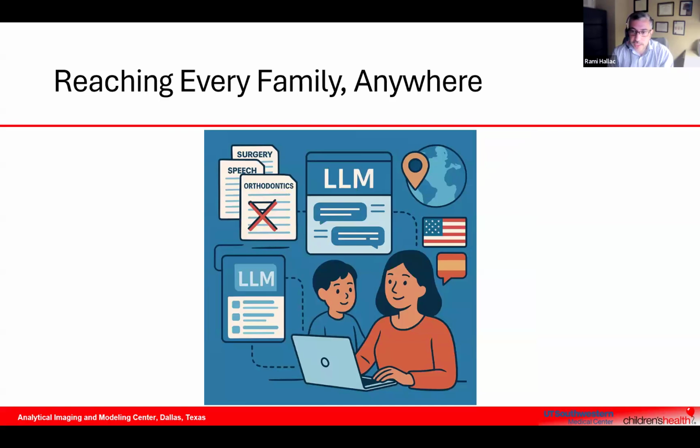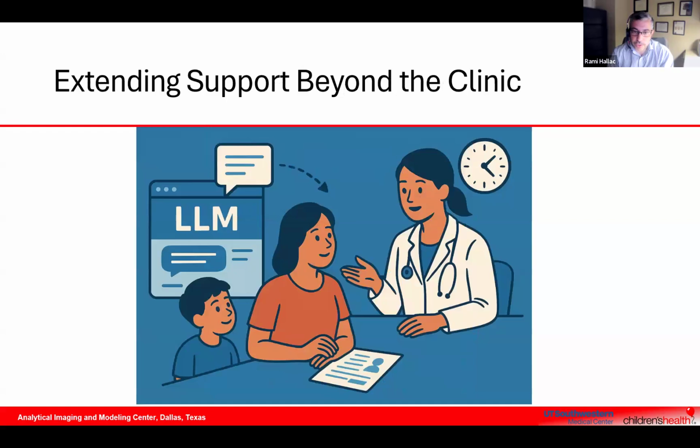Second, traditional resources like websites or pamphlets are often hard to follow or scattered across multiple sources. Large language models can pull together trusted information from across disciplines, surgery, speech, orthodontics, and deliver it in one place, tailored to the patient's questions. And some tools even support multiple languages, helping families access information in their native language. Finally, large language models reduce the burden on clinical teams by reinforcing information outside of clinical visits. Families can revisit answers, ask follow-up questions, and build confidence in their understanding, all without needing to wait for their next appointment.